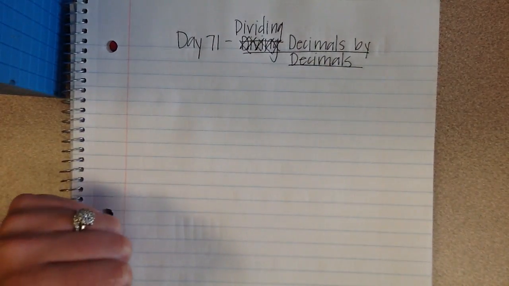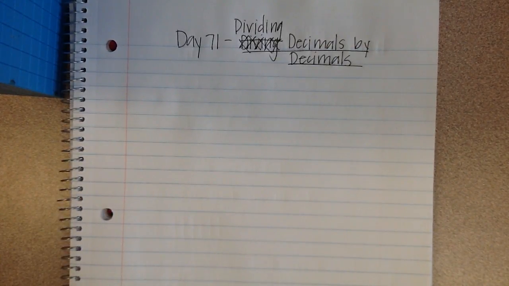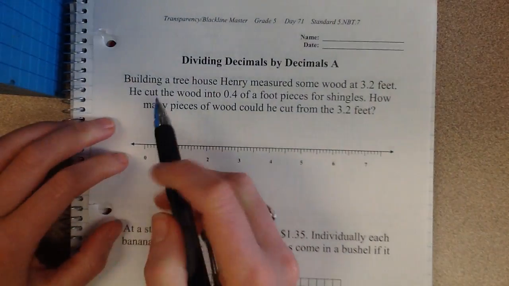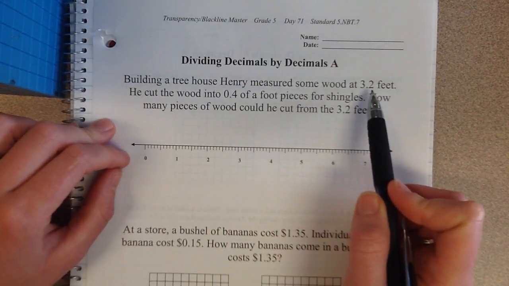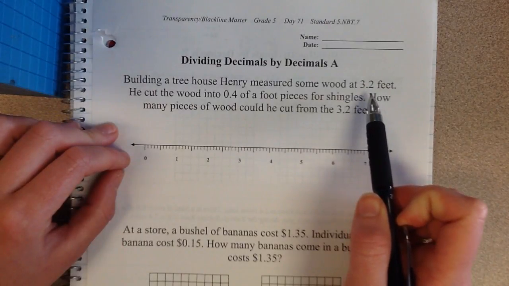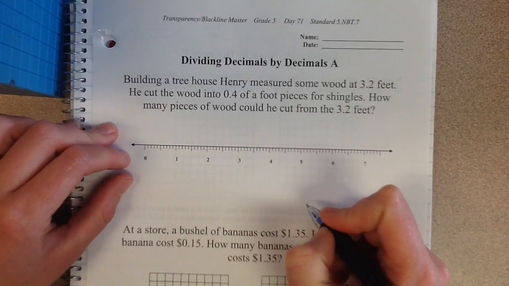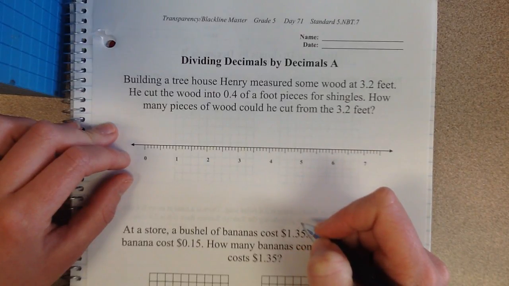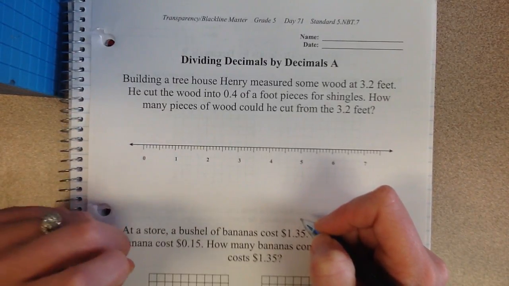Okay, so let me read you a problem. I'll show you the problem too. It says, building a treehouse, Henry measures some wood at 3 2/10 of a foot. He cuts the wood into 4/10 of a foot pieces for shingles. How many pieces of wood could he cut from the 3 2/10 feet?